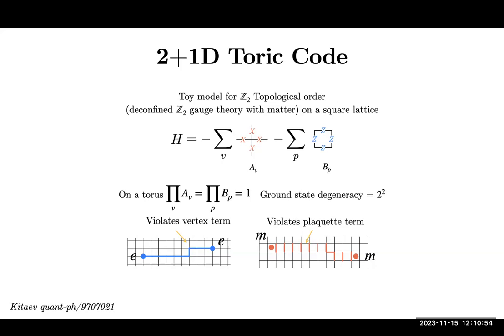The excitations of the toric code are the so-called charges and fluxes, and you can think of them as violations of the vertex term and the plaquette term. We call them E and M. To create an E, you apply a string of Pauli Z's along the direct lattice, and the endpoints host E excitations. On the dual lattice, you apply X's, and the endpoints host M particles.